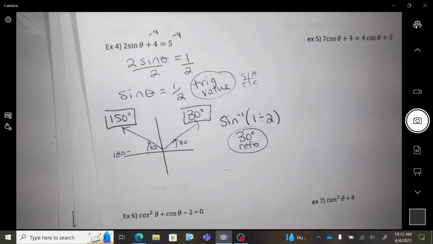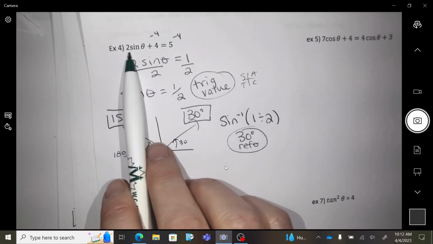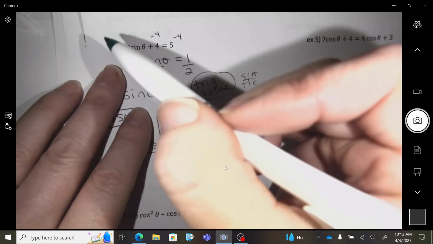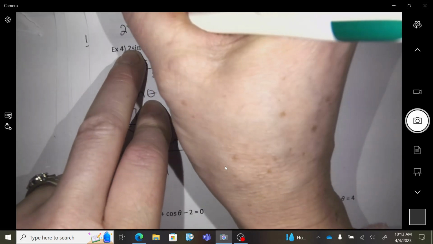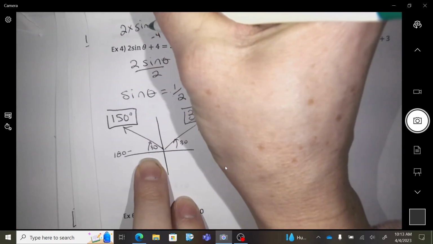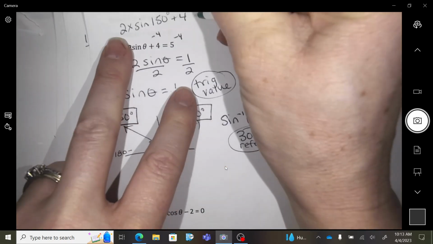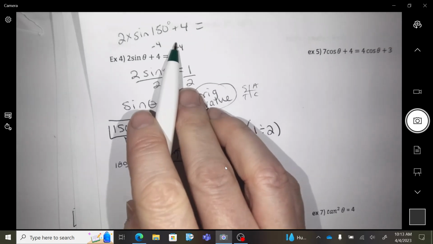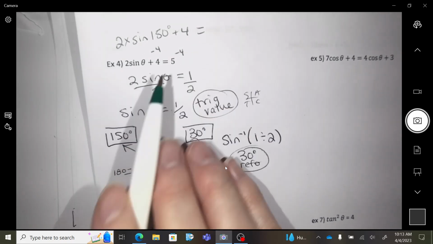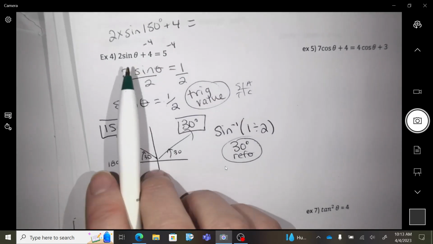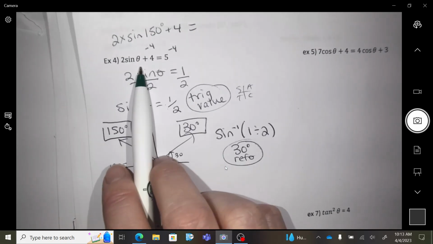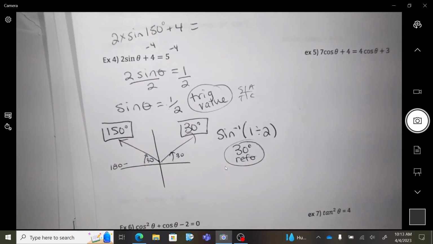On a test, you can check your answer. Why don't you type this in? Go 2 times sine 150 plus 4 equals, if you type that into your calculator, you should get 5, right? 2 times the sine of 150 plus 4 should equal 5. You can check that.